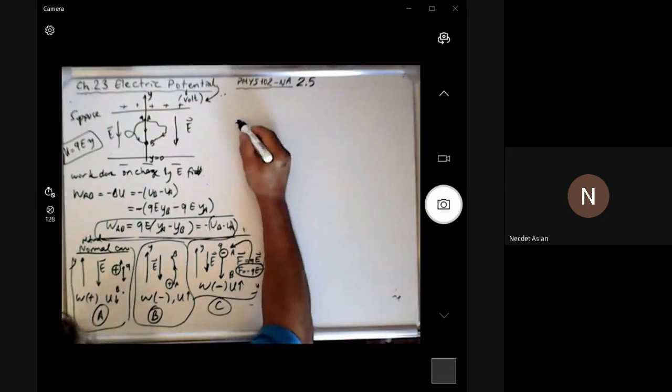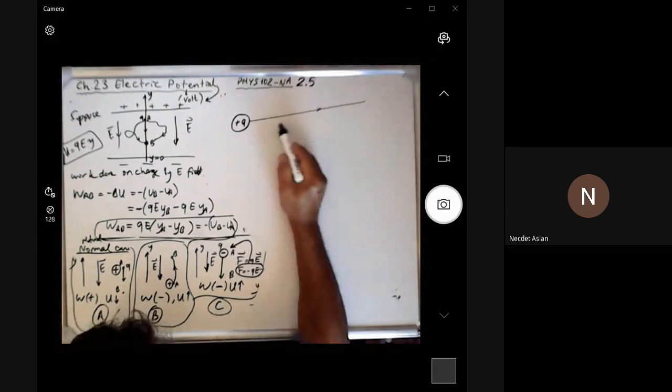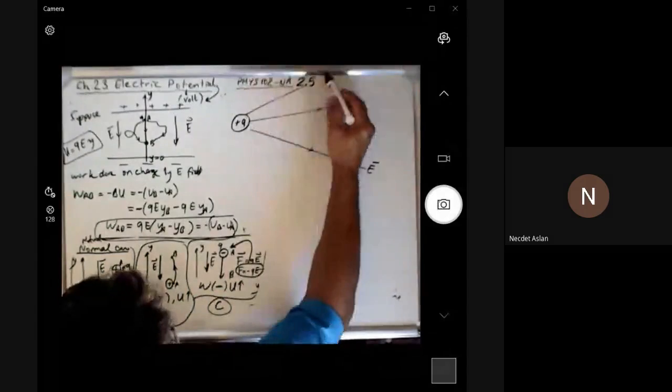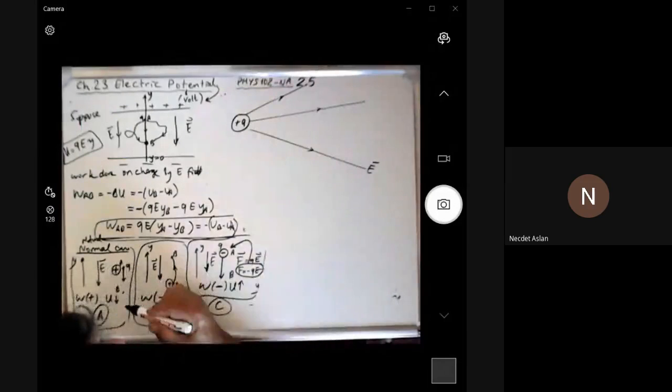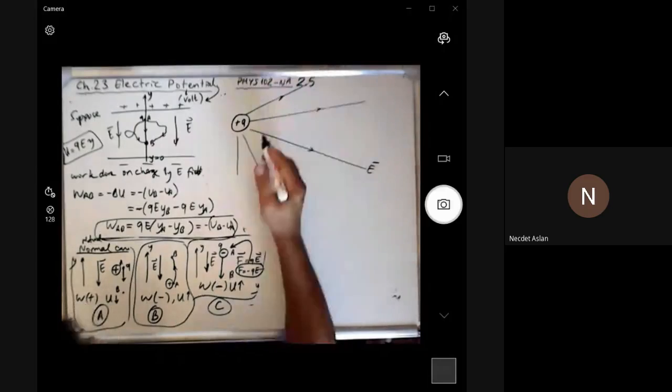So this charge plus Q is creating this electric field in all directions, as we know. So the electric field will extend in space. This electric field goes everywhere, but we're just drawing this part.